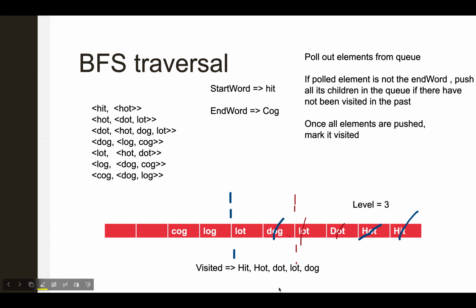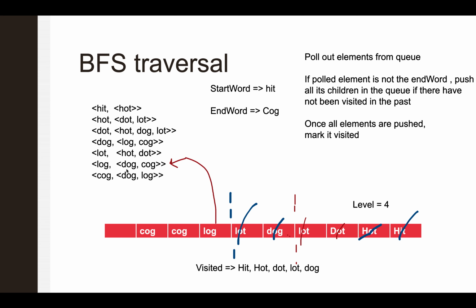Let me just take a highlighter here. And let's move ahead with the next lot iteration. Lot has hot and dot. Hot and dot are already part of the visited set. We'll ignore it. And next we have this, which tells us the termination of level 3.